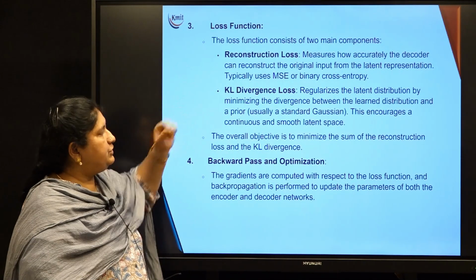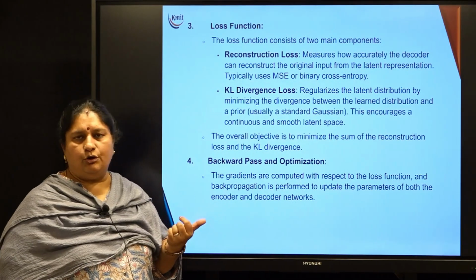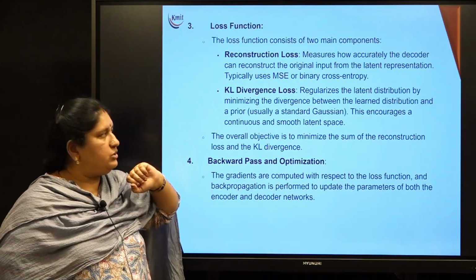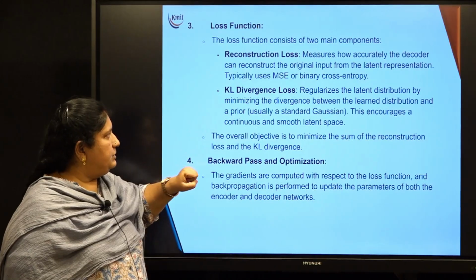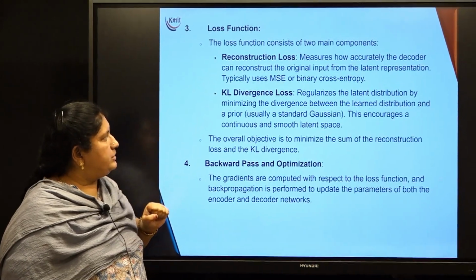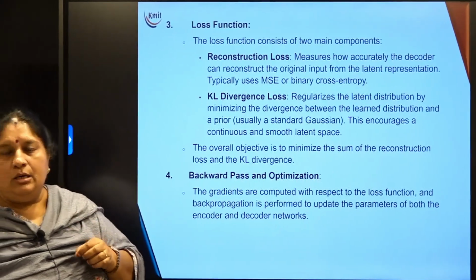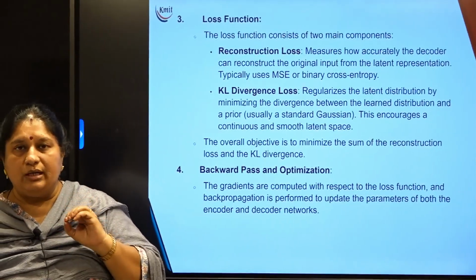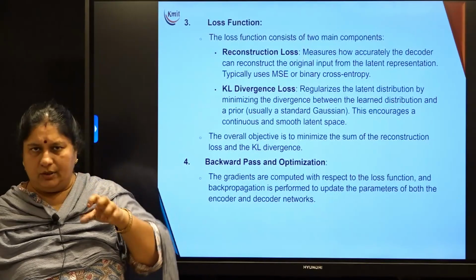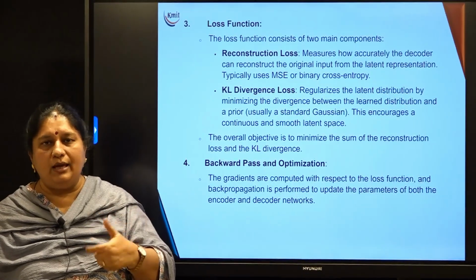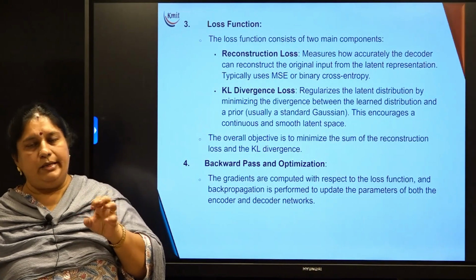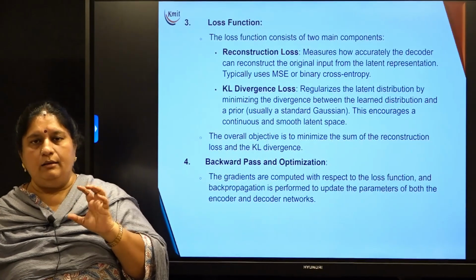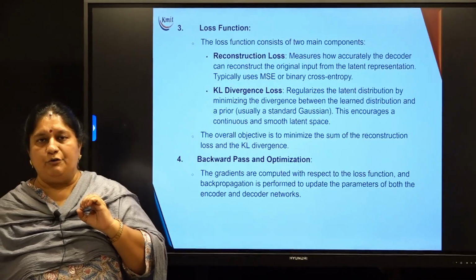Then the loss function, which consists of two major components. We have seen this while introducing VAEs. The first one is reconstruction loss and then KL divergence loss. Reconstruction loss measures how accurately the decoder reconstructs an image from the compressed data, which is the output of the encoder. So it shows how well the decoder can reconstruct the data from the compressed format of the encoder.